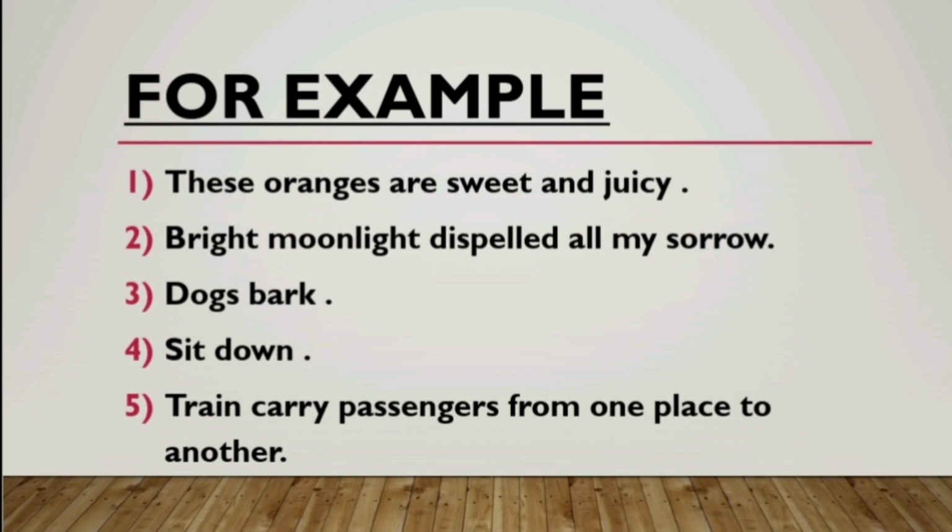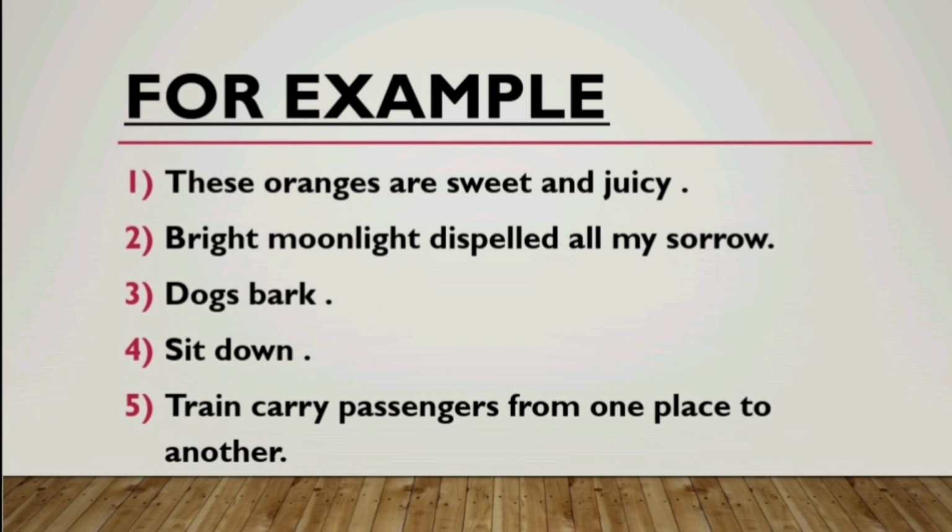Have a look at these examples here. These oranges are sweet and juicy. So it has a subject, it has action, it has a predicate, right? The next example is: Bright moonlight dispelled all my sorrow. Bright moonlight is the subject, dispelled is the action, and there is a mark of punctuation as well as a predicate, right?